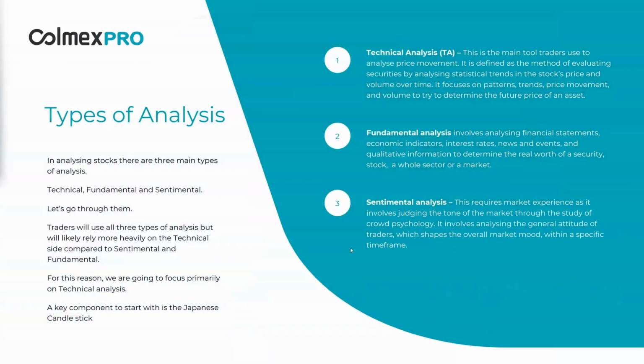So, in analyzing stocks, there are three main types of analysis: technical, fundamental, and sentimental. Let's go through them. So first off, we have technical analysis. This is the main tool traders use to analyze price movement. It's defined as the method of evaluating securities by analyzing statistical trends in the stock's price and volume over time. It focuses on patterns, trends, price movement, and volume to try to determine the future price of an asset.